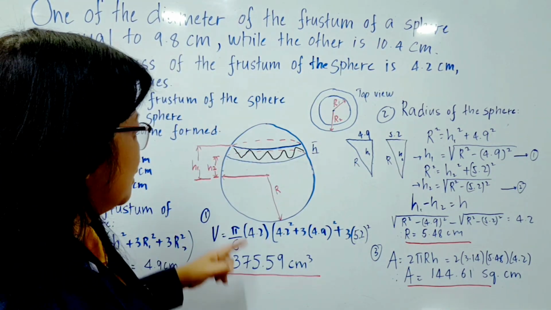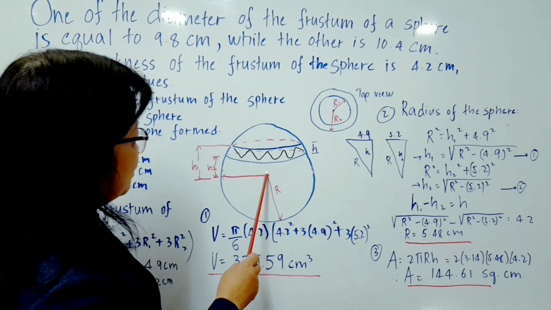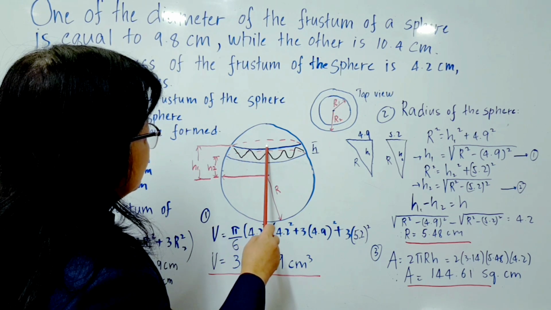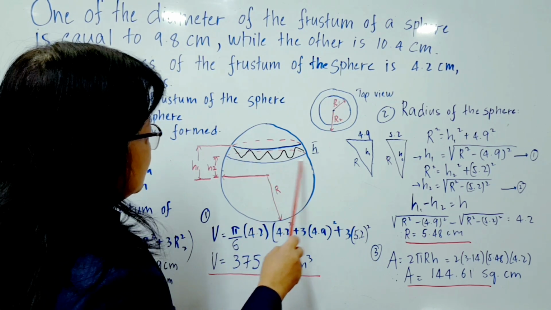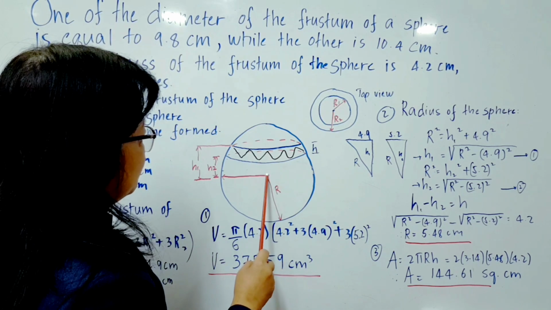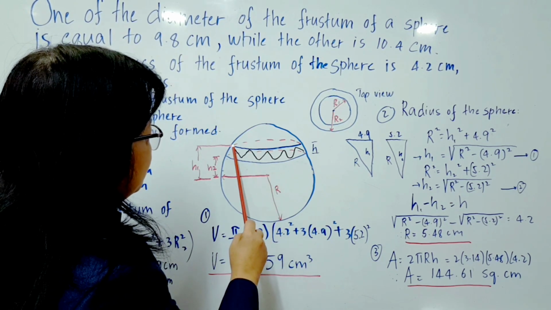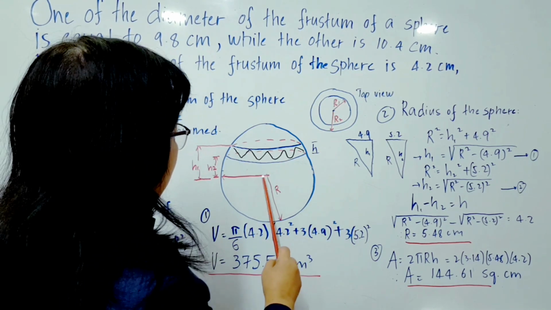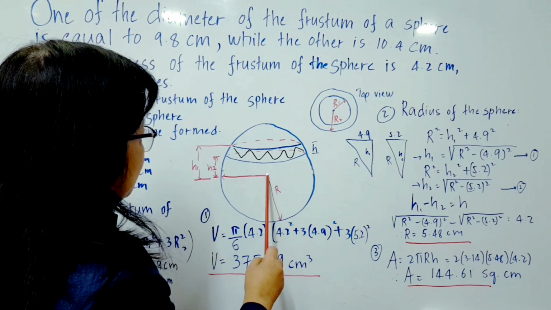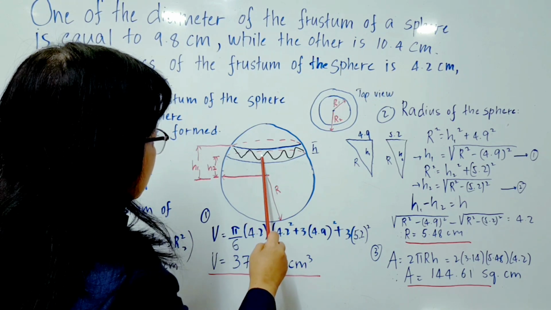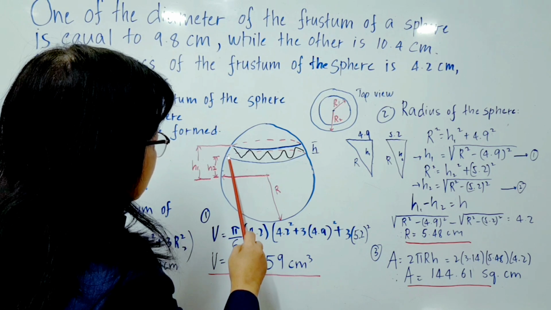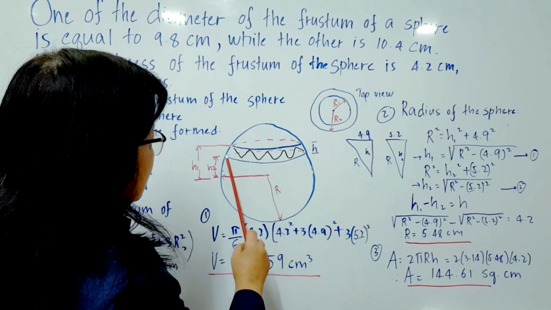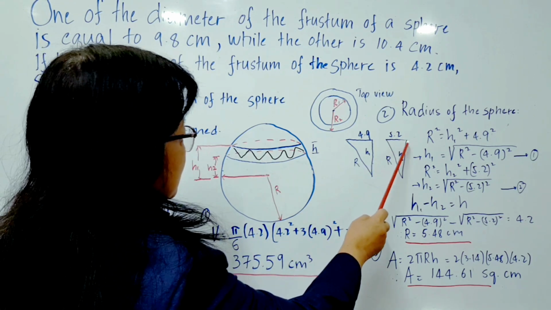Now, first, from here to here, we can form a right triangle. See, here I take it out. From here to here, and from here to here, we can form a right triangle. And another one, from here to here, we can form another triangle. So here it is, this one, and this is the other one.